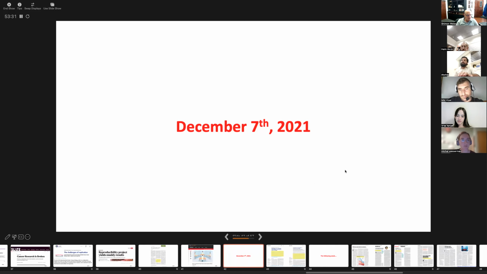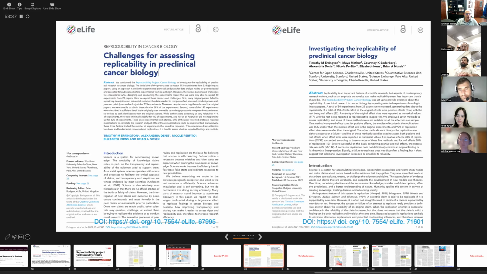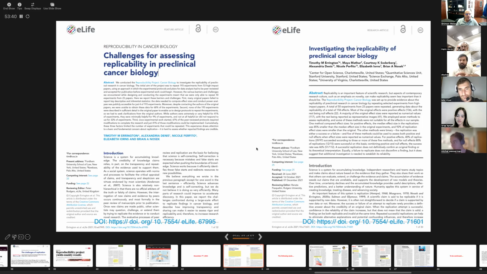And here are the results. This is just last year, December 7, 2021. So here are two papers published by the group of Arrington, who is in this Center for Open Science, funded by NIH. They assigned all those replication efforts. And there are two papers back-to-back in eLife, Reproducibility in Cancer Biology, Challenges for Assessing Replicability in Preclinical Cancer Biology.